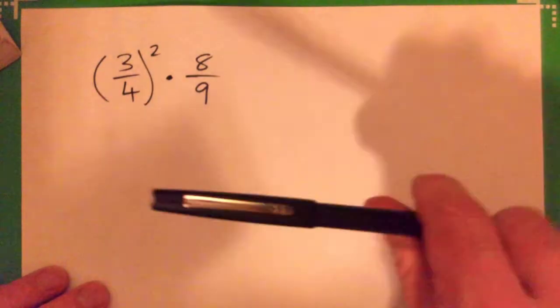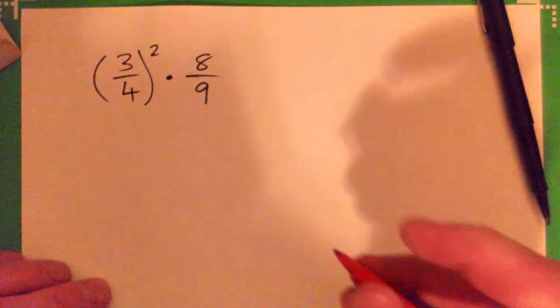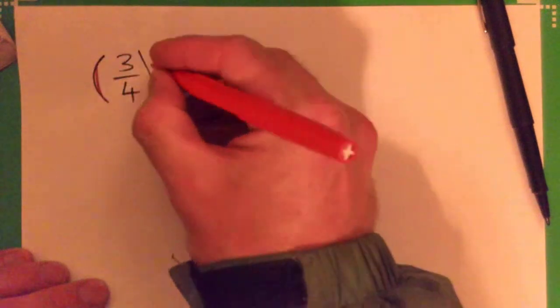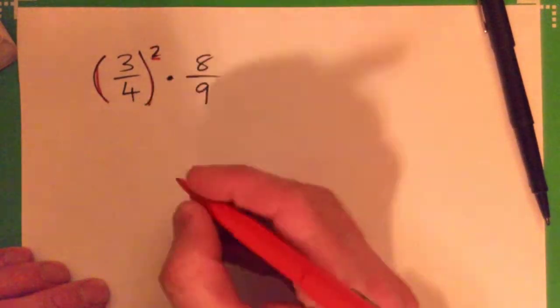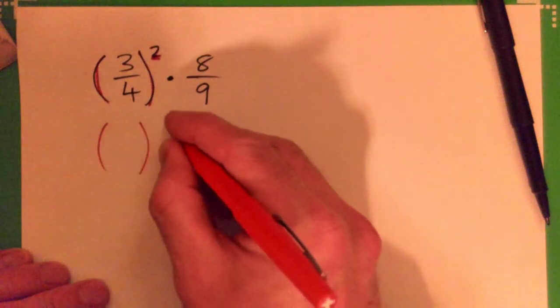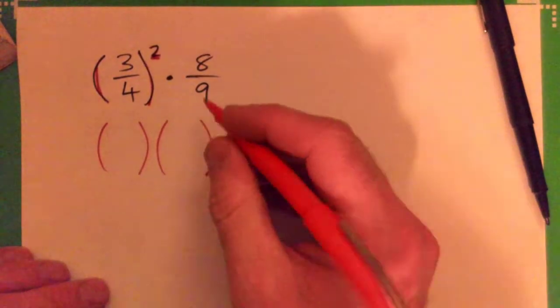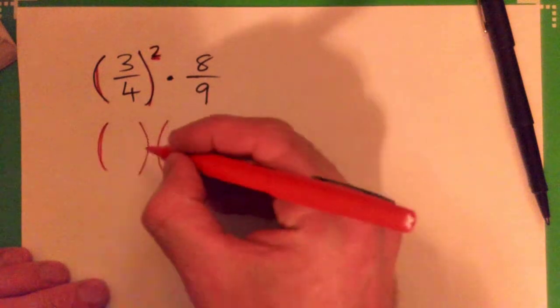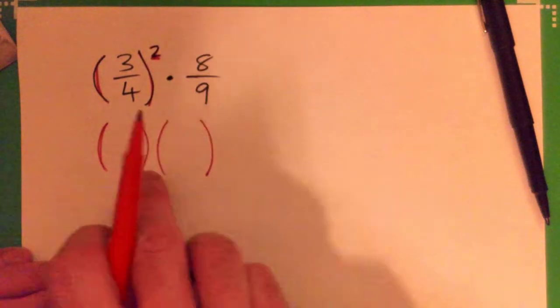So 3/4 squared times 8 over 9. The first thing I want everyone to do is take care of the squared. And anyone watching, feel free to just write this down. You'll be doing it soon enough anyway. So the squared is just that thing by itself. That's what squared means. It's the thing by itself.